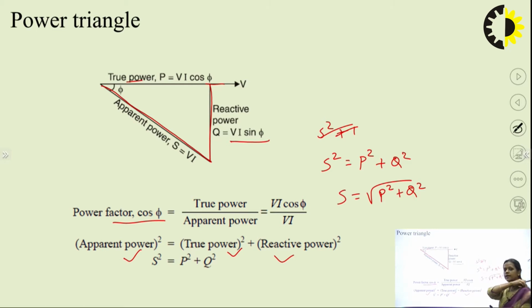And the power factor is cos phi. So cos phi is equal to true power by apparent power. You know true power is VI cos phi by VI. So you will get the power factor.